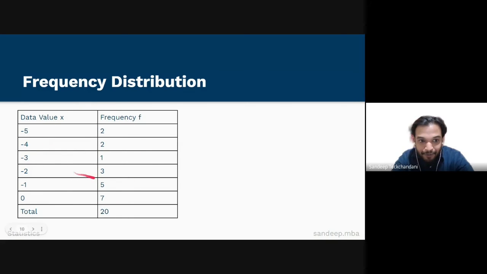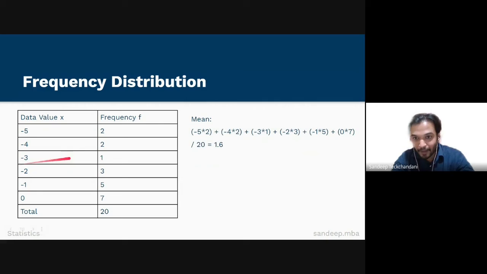Once I have the frequency distribution table ready, I can calculate the following values. Mean. I can find out the mean in the following way. -5 times 2 plus -4 times 2 plus -3 times 1 plus -2 times 3 plus -1 times 5 plus 0 times 7, divided by 20, is equal to -1.6.